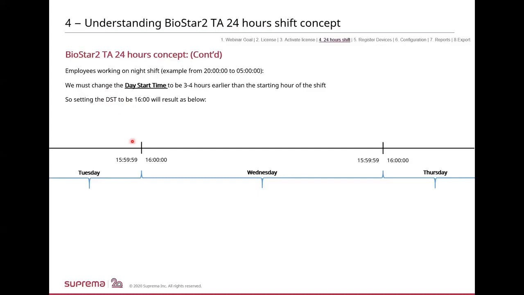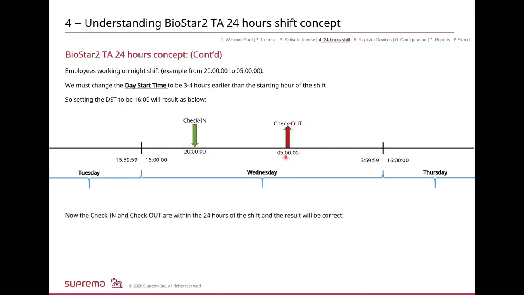So when you do the check-in at 8 p.m. and you do the check-out at 5 a.m., now you have both transactions in and out within a 24-hour period, which has been set to start at 4 p.m. Now, when you run the report, you will see that on Wednesday, you have worked for 9 hours. So please make sure that you fully understand the day start time point.